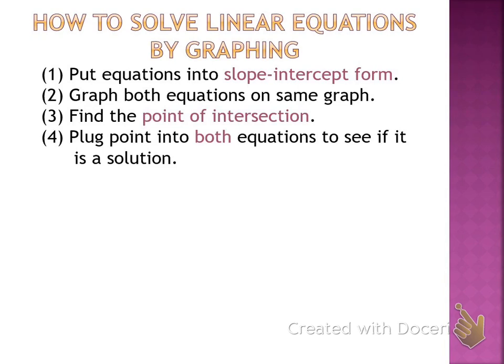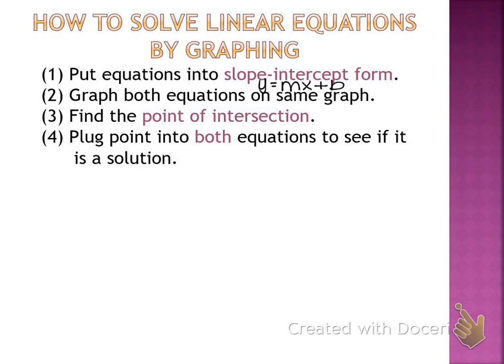You're going to put the equations in slope-intercept form. As a review, what is slope-intercept form? Y equals mx plus b. If you know nothing else leaving algebra, you're going to know that. Graph both equations on the same graph. If I'm looking for the point of intersection, it makes no sense to graph them on separate graphs, right? I'm graphing them on the same coordinate plane. I'm then going to find the point of intersection, and I'm then going to plug the point into both equations to see if it's a solution.